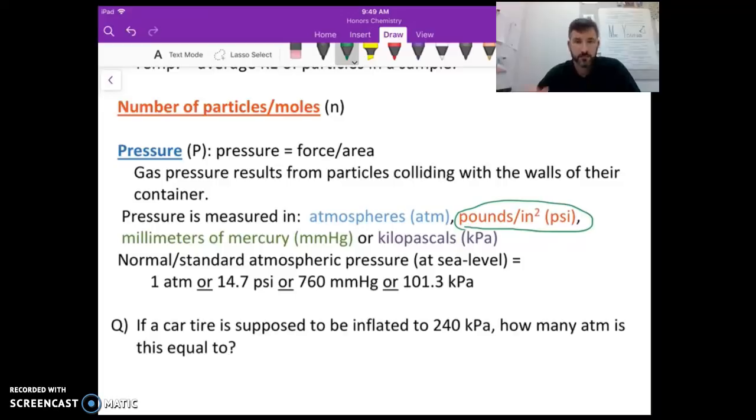You're going to actually see like 0.9 maybe or a little bit more than that atmospheres. So maybe, depending on how high you go, 85 to 90% of standard atmospheric pressure. And there you can see the other values that mean the same thing. So 1 atmosphere would be equal to 14.7 psi or 760 mmHg or 101.3 kPa.